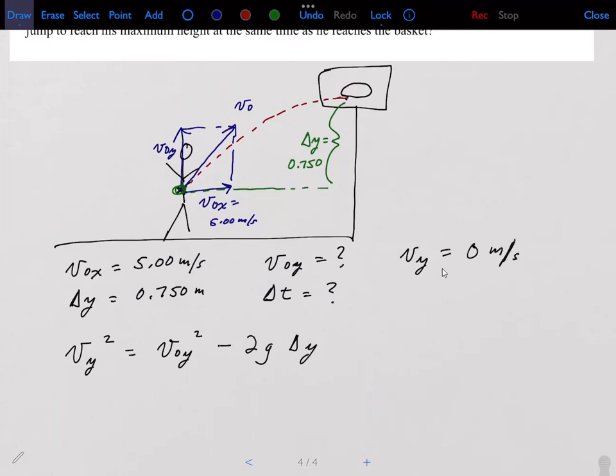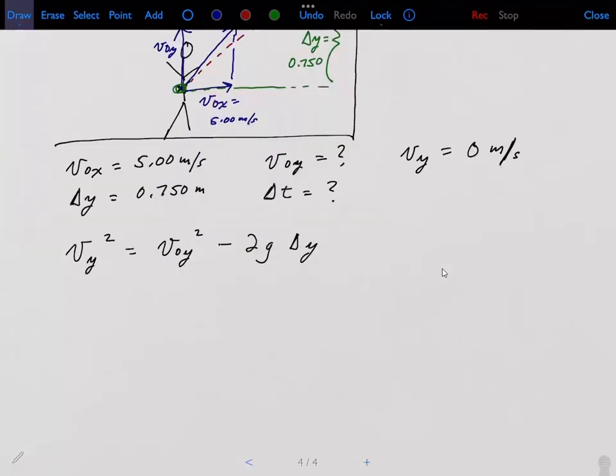Right? In the y direction, at the highest point, which is going to be at the basket, he's instantaneously at rest. Just for an instant, he has a velocity of 0. So we can use that here now. If this is 0, so I have 0 squared is equal to v naught y squared minus 2g delta y.